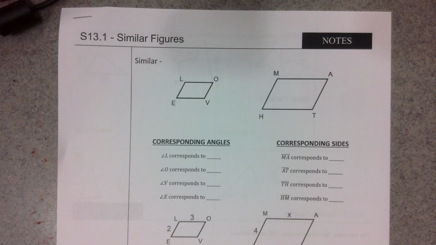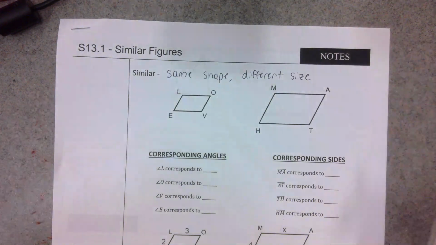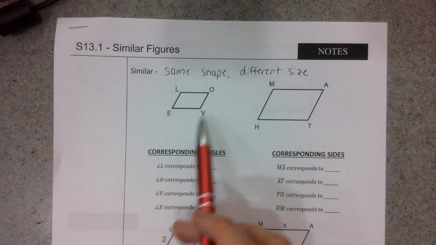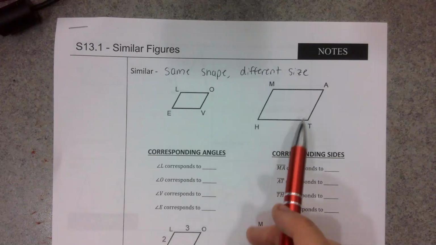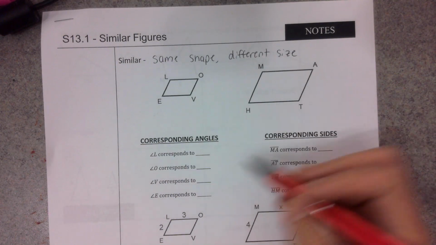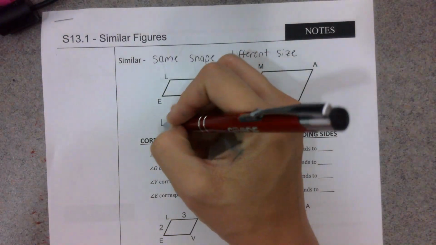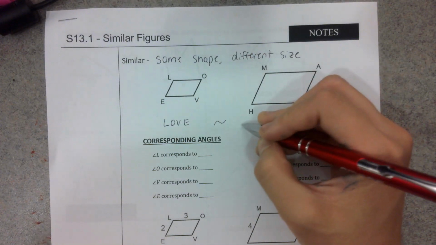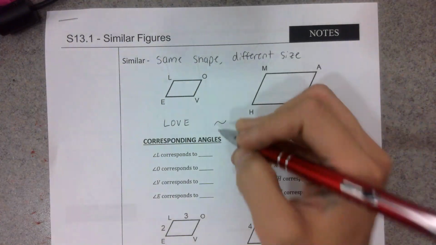Similar means same shape but different size. Right? So if we look here, we can see that it is the same shape, the same rhombus, but this one's bigger, right? Okay, so what we want to do is find the corresponding angles and sides. So this could be represented as LOVE, and then this is the similar sign, MA.